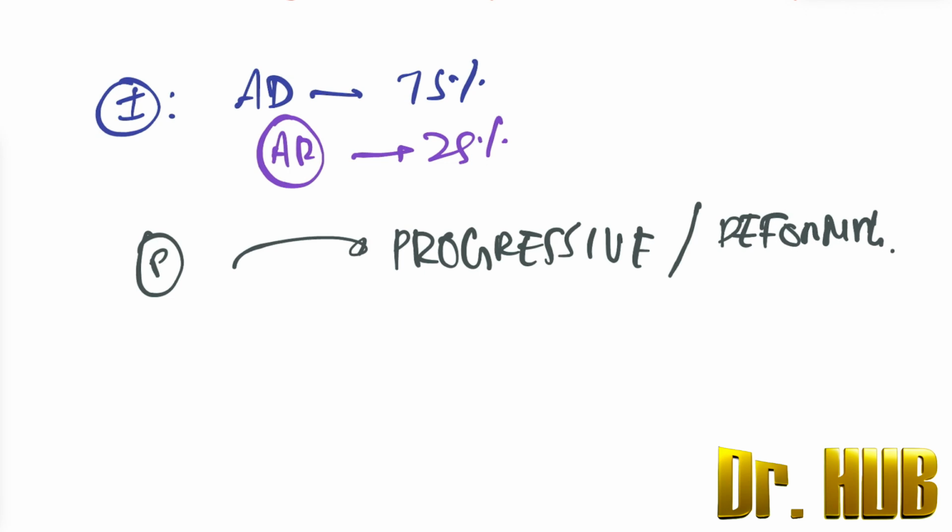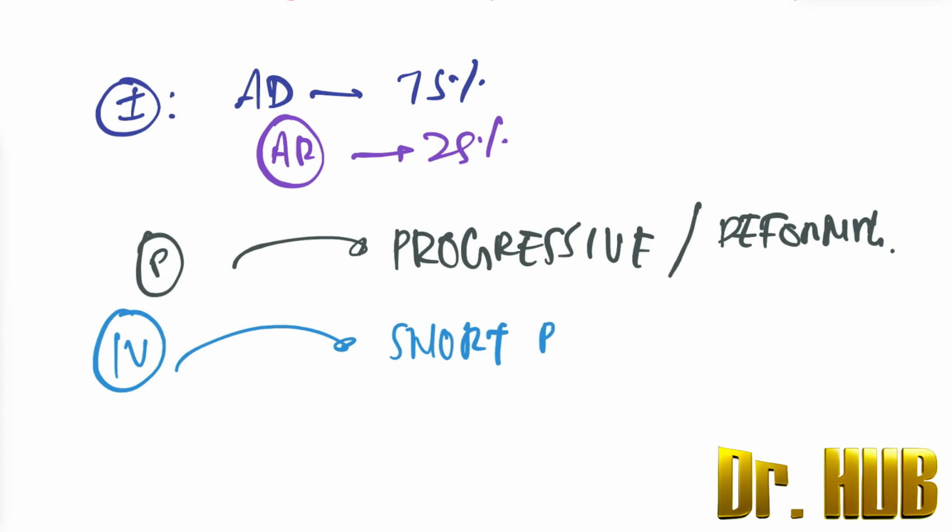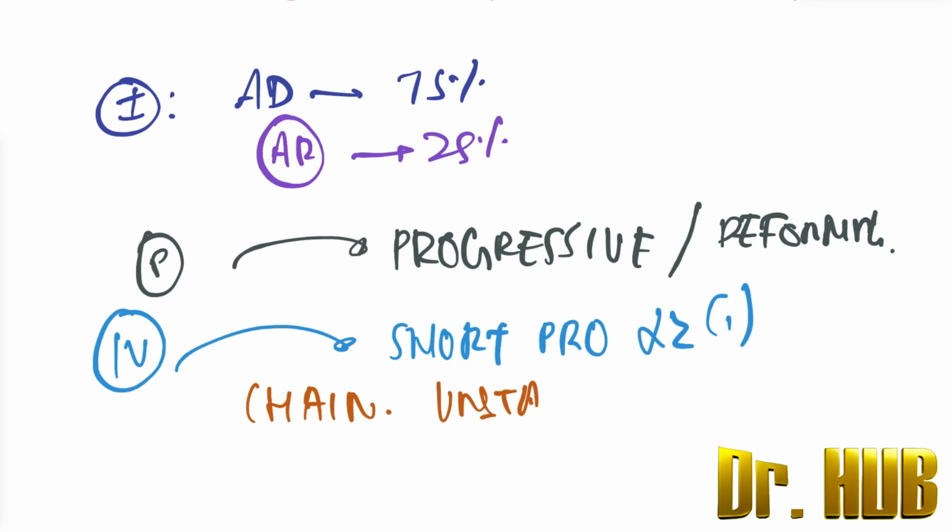Lastly, we look at subtype 4. Subtype 4 refers to a short pro alpha 2 chain, and an unstable triple helix.